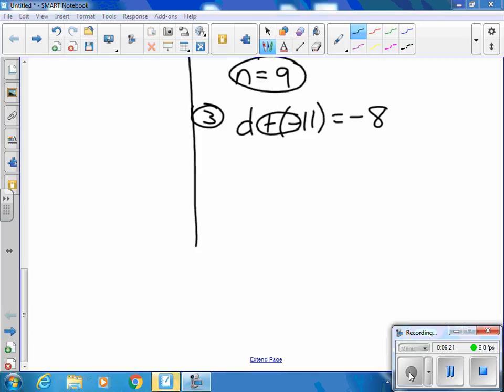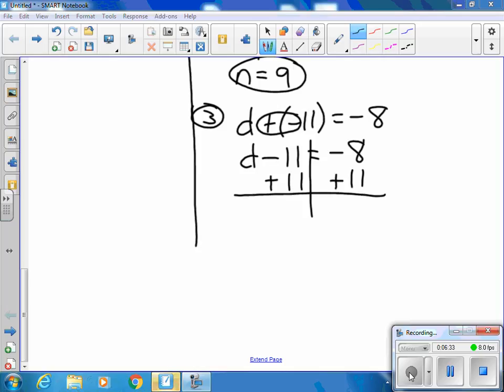So if I rewrite this, this is really d minus 11 equals negative 8. And now that I can see what my sign is, I know what operation to do. I want to get rid of minus 11, so I'm going to have to add 11 to both sides. Cancel out the 11s, and now I get d equals 3. Right, so once you get rid of those double signs, the problem becomes a whole lot easier.